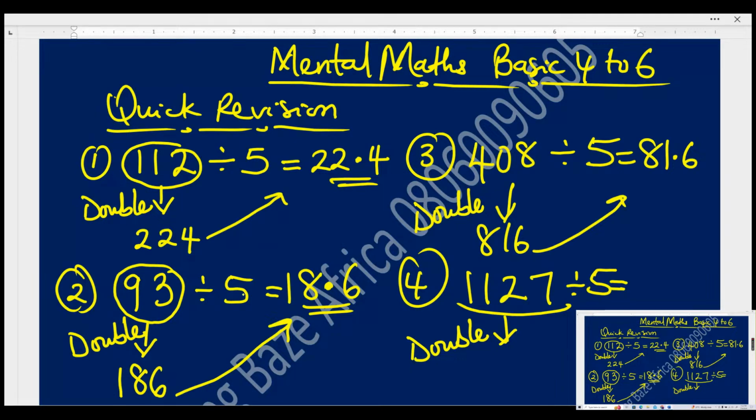Amazing. So when you double 1,127, that will give us 2,254. Then you introduce a decimal point before the last digit on the right, that will give us 225.4. Correct. If you get the answer right, give yourself 3 stars. So let's see who's going to get the highest number of stars by the end of this class.